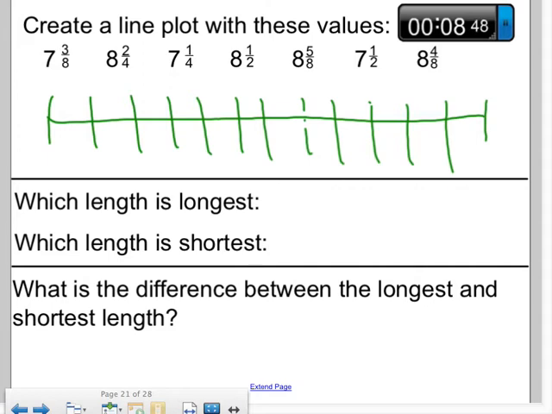Yes. What whole numbers do you see? 7 and 8. So which one should we start with? 7. 7's a smaller one. We'll start with him. Now the question is, what do we count by?